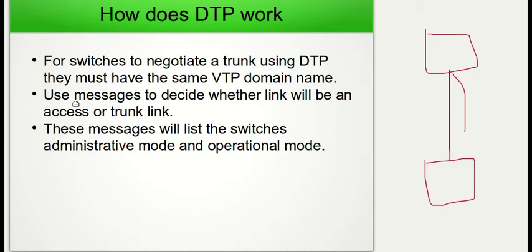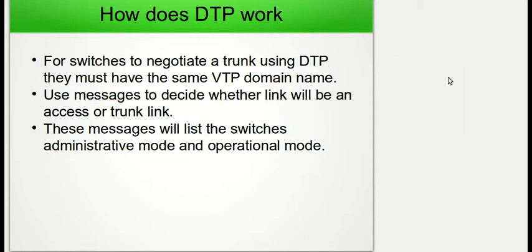We use DTP messages to decide whether the link will be an access or a trunk link, and these messages will list the administrative mode and the operational mode. So what is the difference between administrative mode and operational mode? Administrative mode is the mode that we configure on the switch port. In the next few slides, you will see the different modes that we can configure, such as access, trunk, dynamic desirable, and dynamic auto. The administrative mode is what we have configured on the switch port. The operational mode is what this port is acting as. So the operational mode tells us whether this port is acting as an access port or a trunk port.